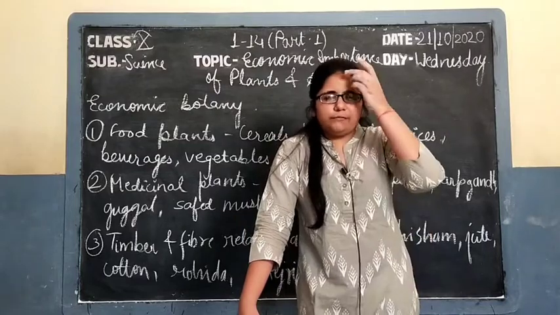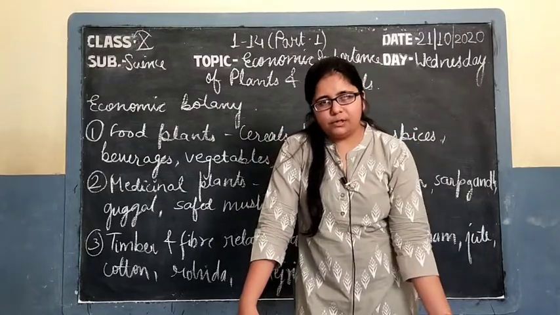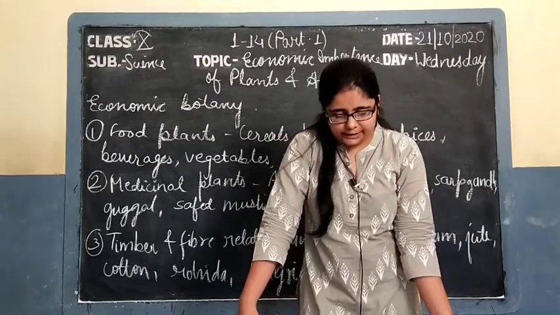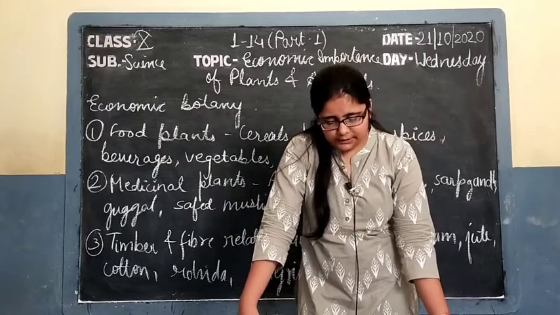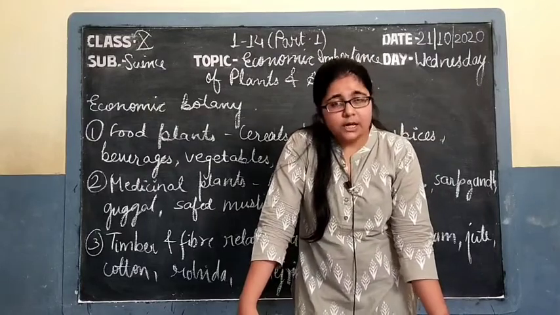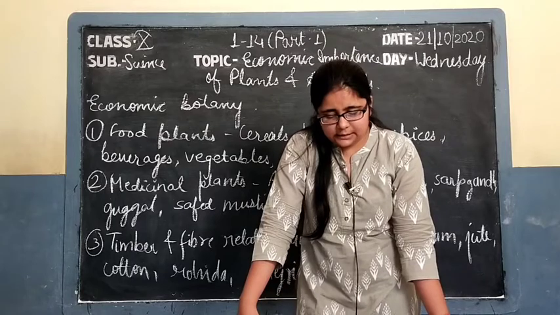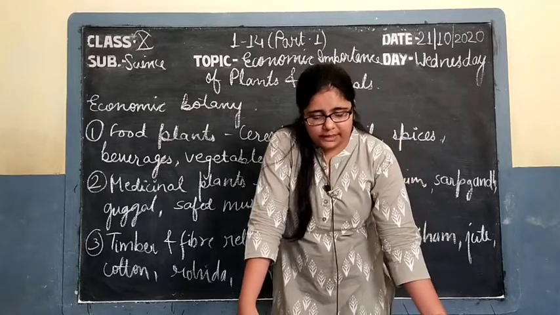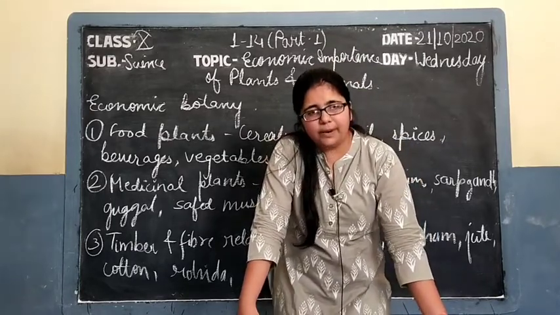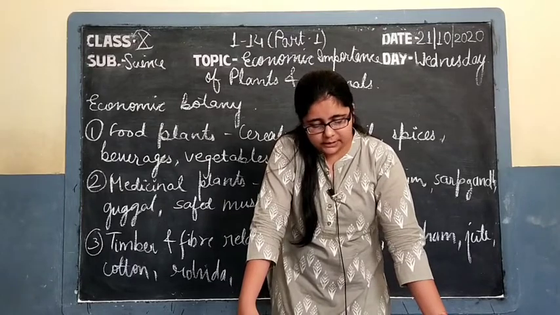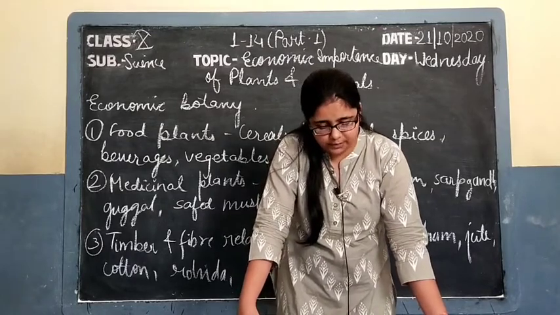So the plants from which fruits are obtained: first of all the fruit is mango, Mangifera indica, second one is banana, that is Musa paradisiaca, third one is orange, that is Citrus reticulata, guava, that is Psidium guajava, and papaya, that is Carica papaya, and custard apple, that is Annona squamosa.